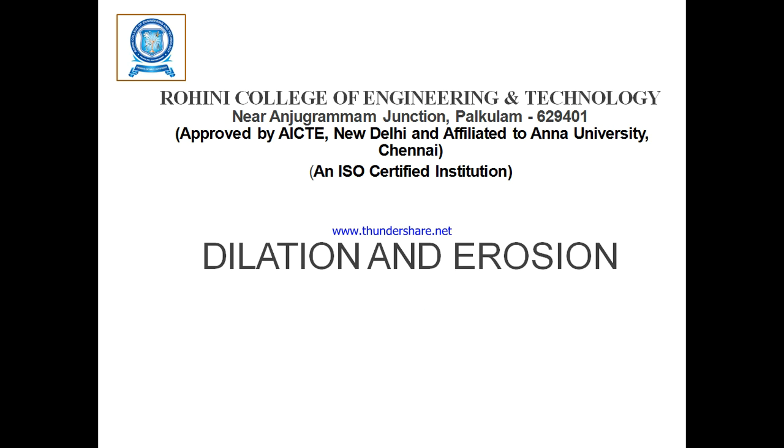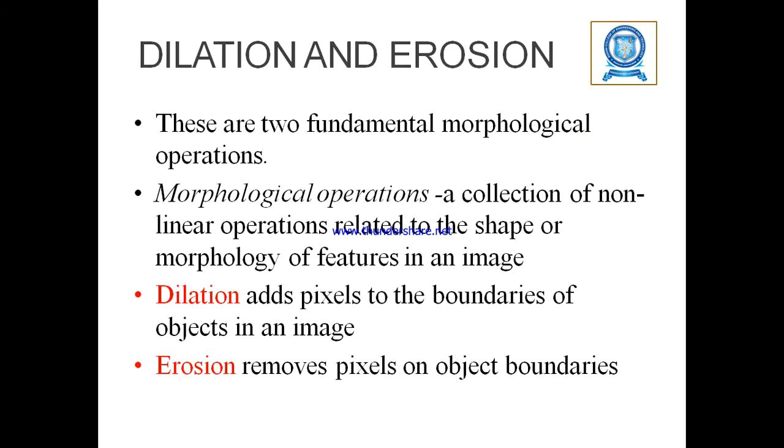Today in this session we will be seeing about dilation and erosion. So what is dilation and what is erosion in digital image processing? These two are said to be the fundamental morphological operations. So first of all, what is a morphological operation? It is nothing but a collection of nonlinear operations related to shape or features that are present within a particular image. So coming to the point, what is erosion and what is dilation?